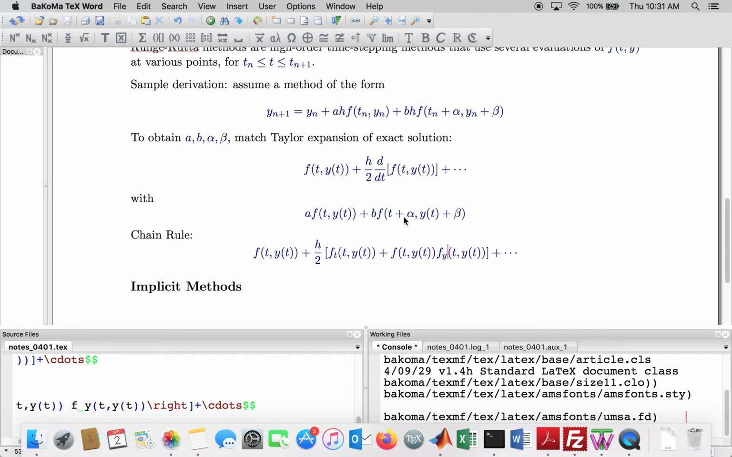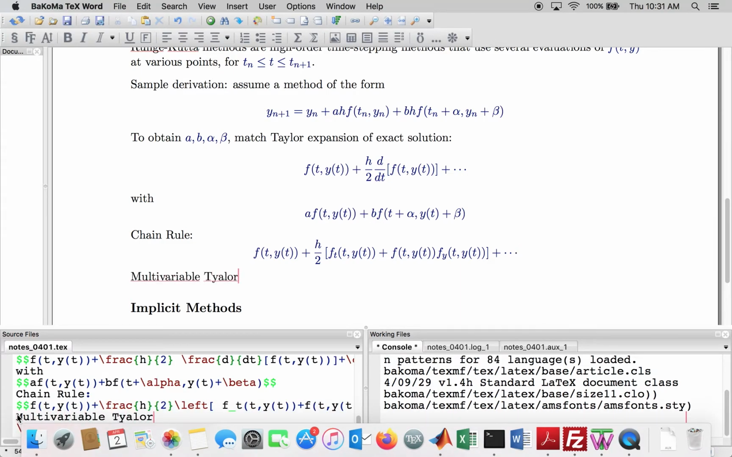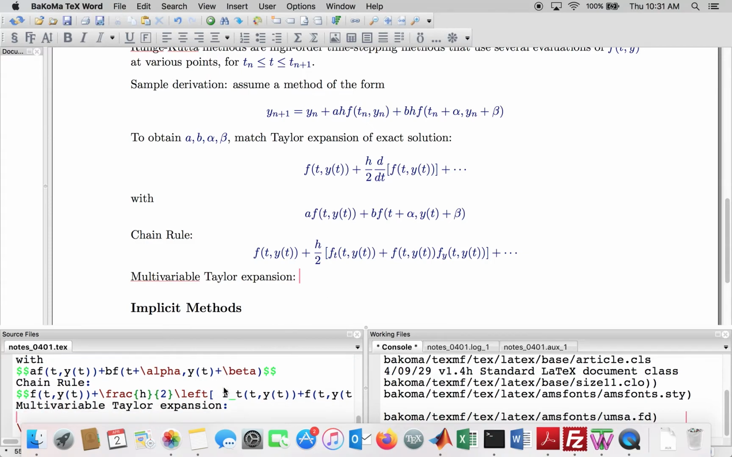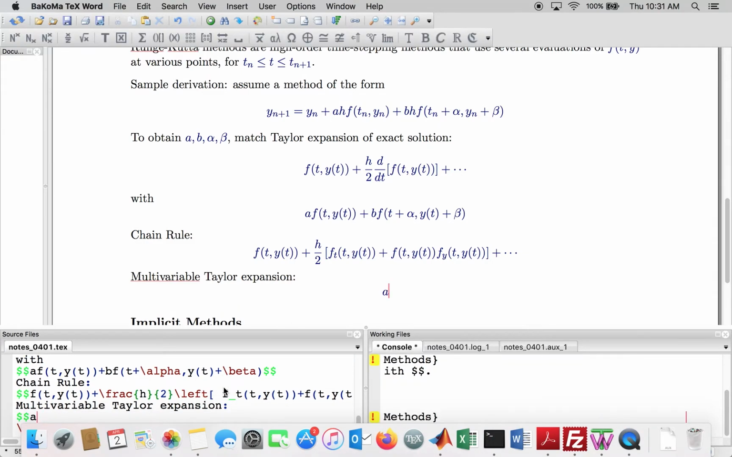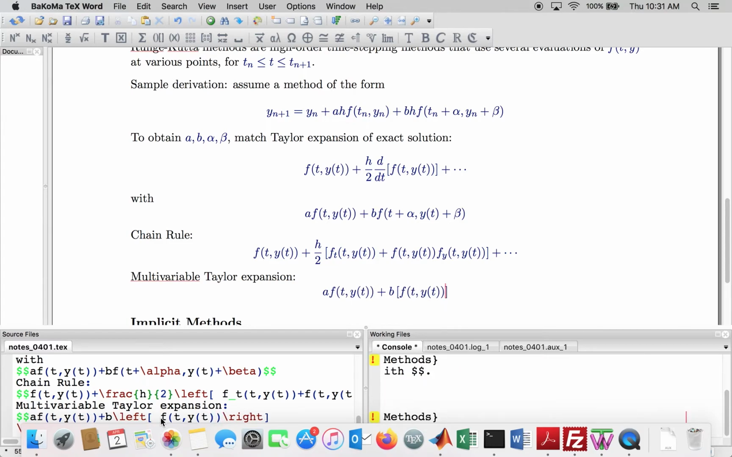So now I need to see what I can do with this to try to get it to match. And for that, I use what is known as multivariable Taylor expansion applied to this part right here. So the first term is going to be the same, a f of t, y of t plus b. So you can Taylor expand around t, y of t. So that'll be f of t, y of t. So sure enough, I have these two terms to match against this.